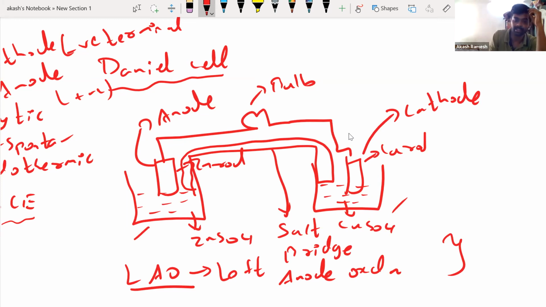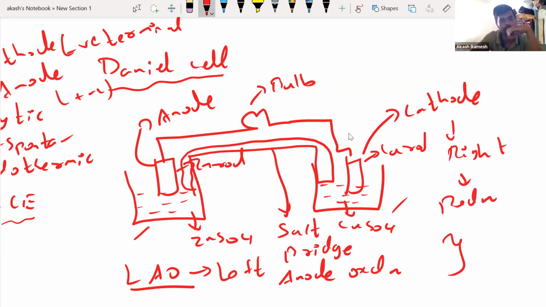Okay, fine. So as I told you, left anode oxidation, cathode will be on the right-hand side, and always in the cathode you will have reduction happening. If you remember this LAO, that is going to come out naturally: left anode oxidation. Obviously, on the right-hand side I will have the cathode, and in the cathode I will have reduction happening. Okay, fine, cool, we understood this.